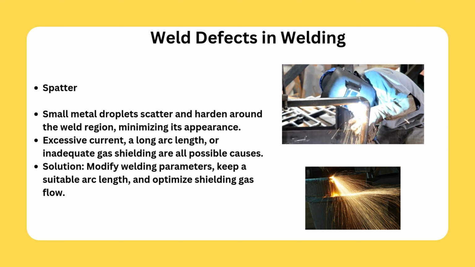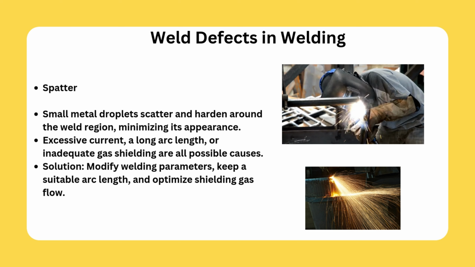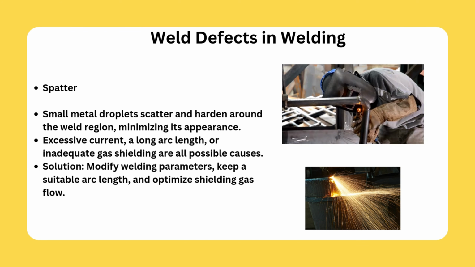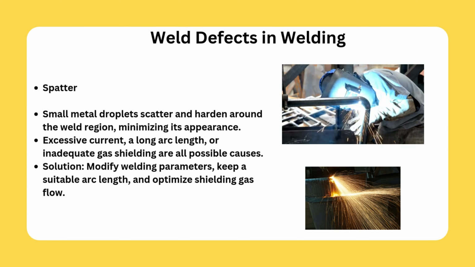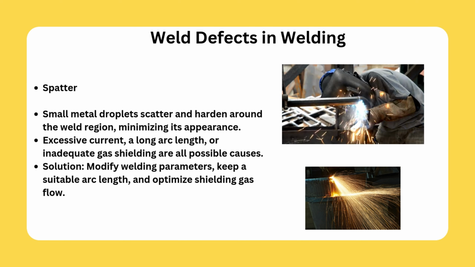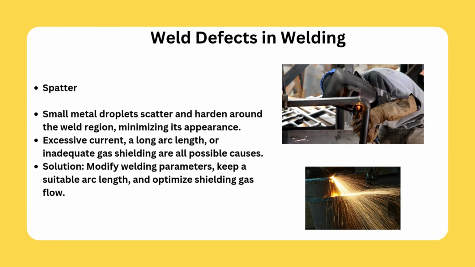Spatter. Small metal droplets scatter and harden around the weld region, minimizing its appearance. Excessive current, a long arc length, or inadequate gas shielding are all possible causes. Solution: modify welding parameters, keep a suitable arc length, and optimize shielding gas flow.